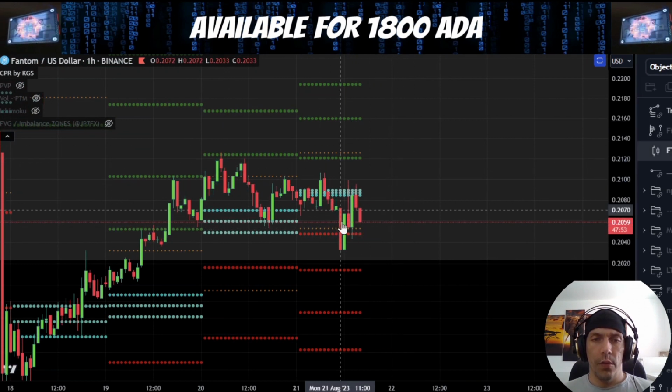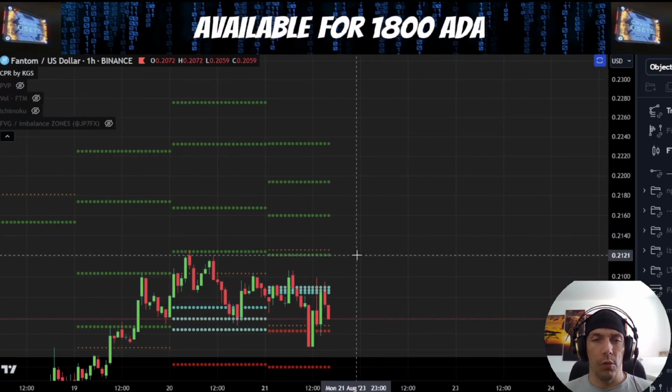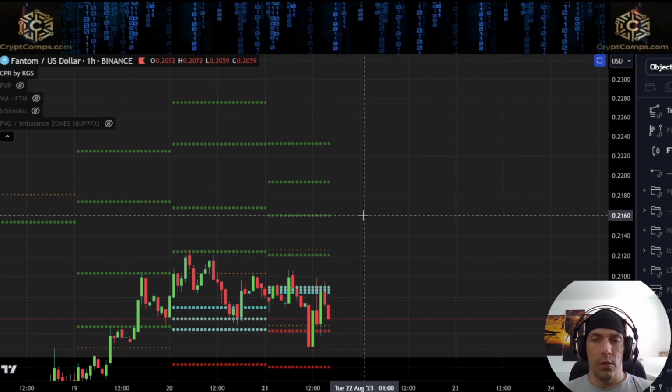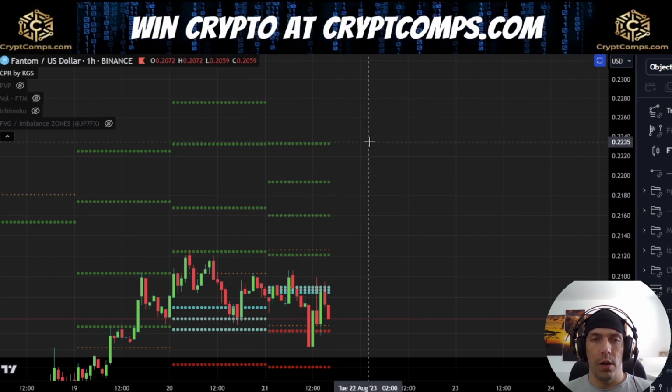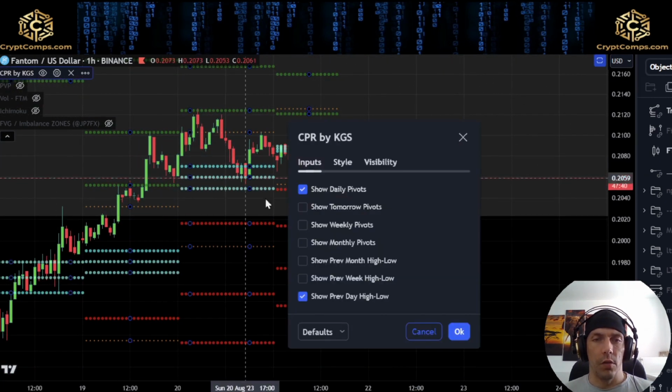If, however, we look to find support here and we start to push to the upside, I would be keeping an eye on these targets here of this 2121. We have this 2160, 2193, and this 2233 as potential upside targets for today.